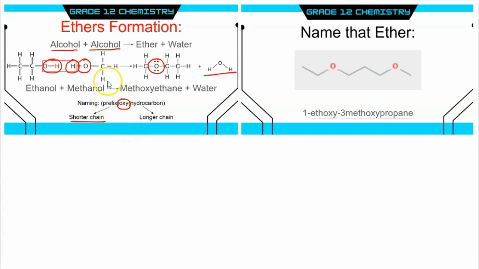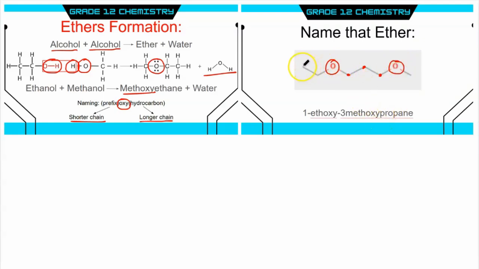So in this case, we have methane and ethane. So methane is our shorter chain, but we're going to replace methane with methoxy. And then we're going to name the longer chain, which is ethane. So this is methoxyethane. If we take a look at this example, so we've got 1, 2, 3. That's clearly our longest chain. So that is propane. Now we have 2 of these connections.